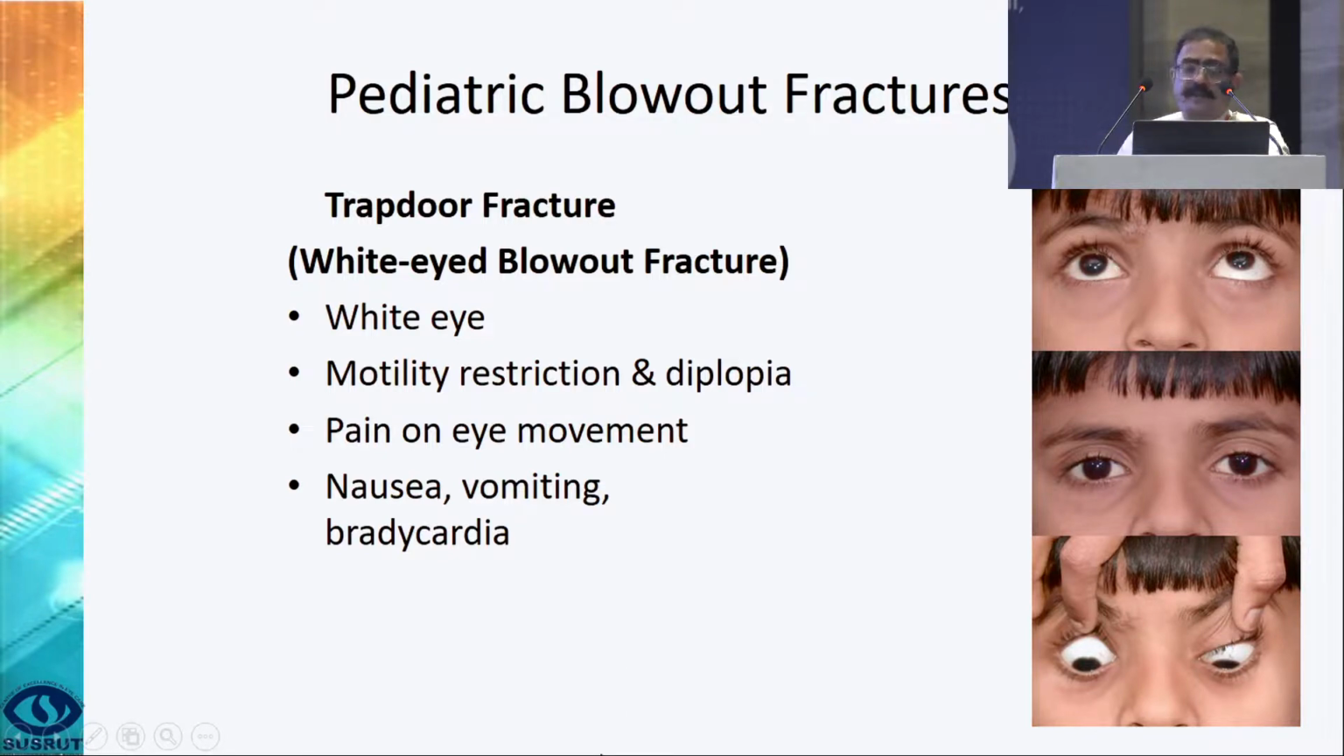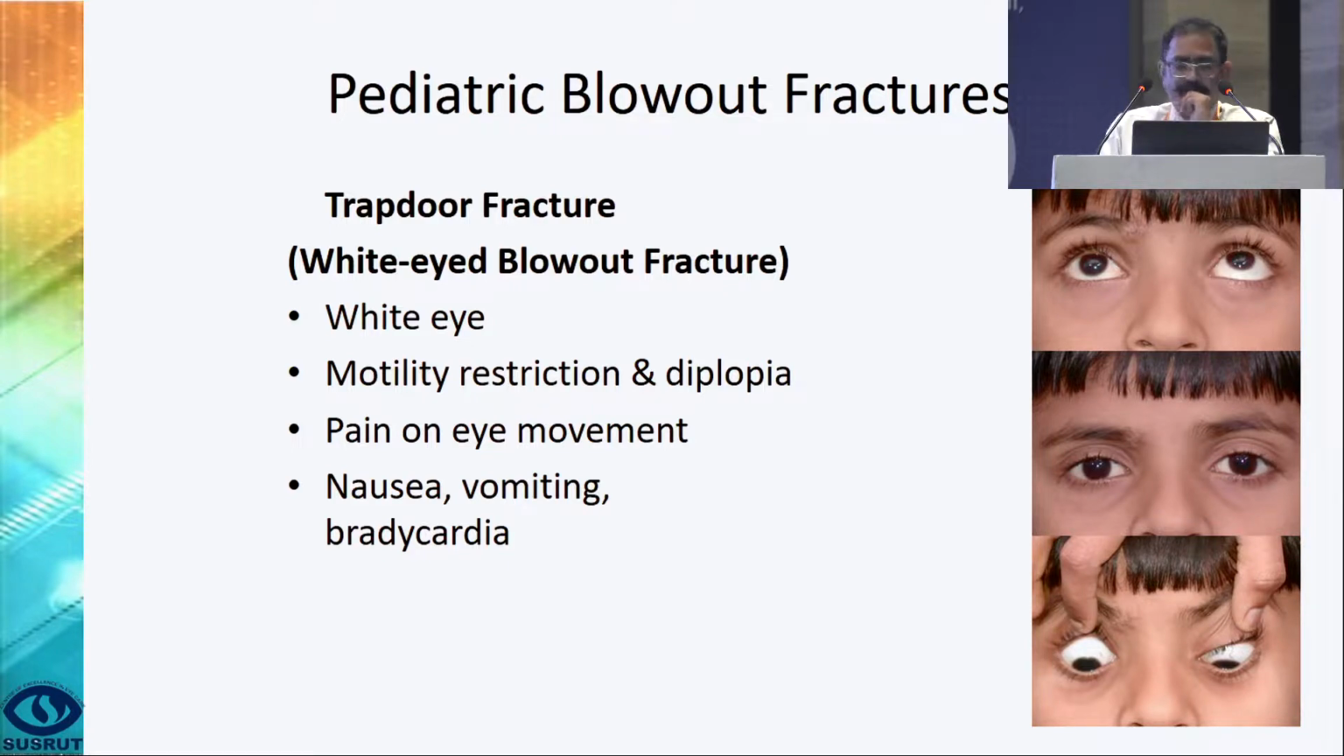So they would have nausea, they would have vomiting, they would have bradycardia, and often they are misdiagnosed to have either these problems because of a head injury or because of an acute abdomen. So sometimes they are wrongly diagnosed and treated in that line before they actually end up with an ophthalmologist. What our other colleagues often miss is the eye movement problems, because children are not very cooperative.